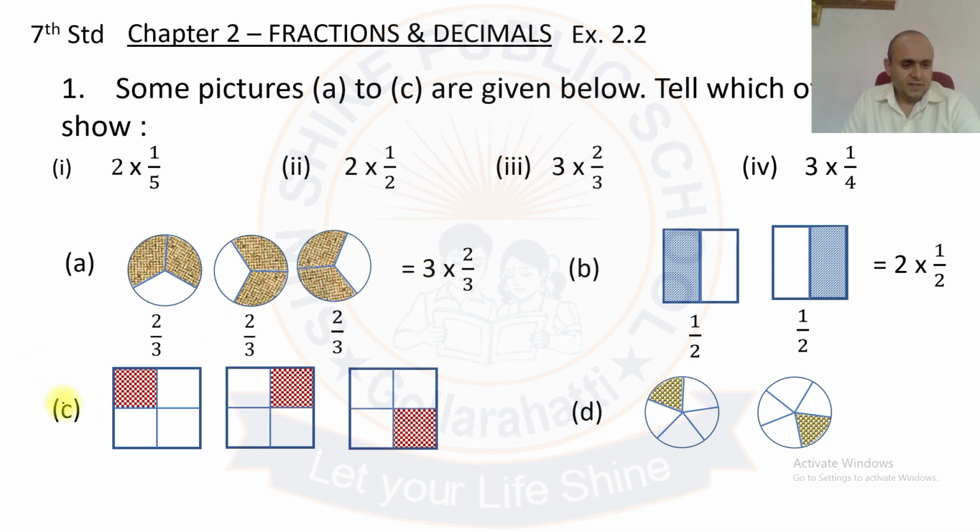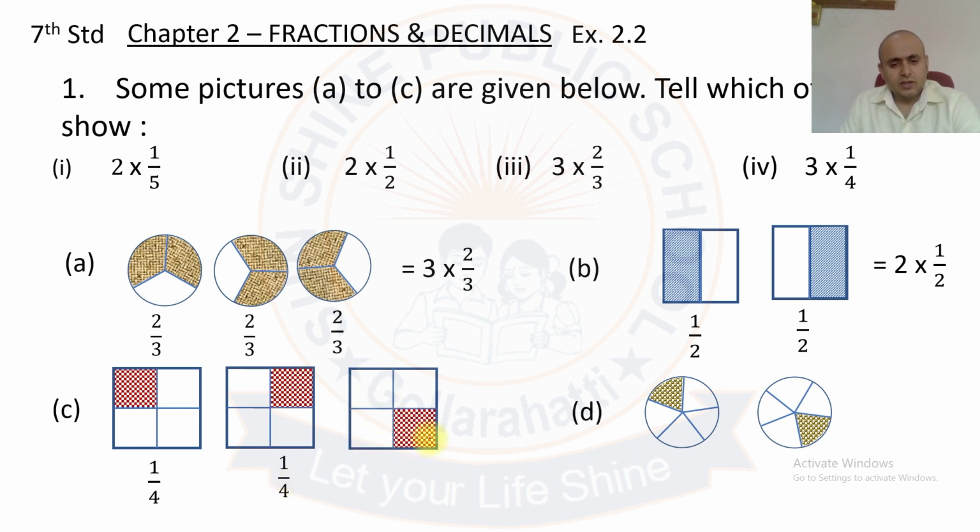Next question. Next figure: here they have divided a square into 4 parts and they have shaded one part. That means this is written as 1 by 4. And the second picture is also divided into 4 parts with one part shaded, so it is written as 1 by 4.